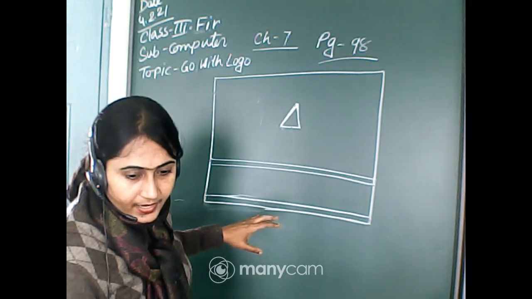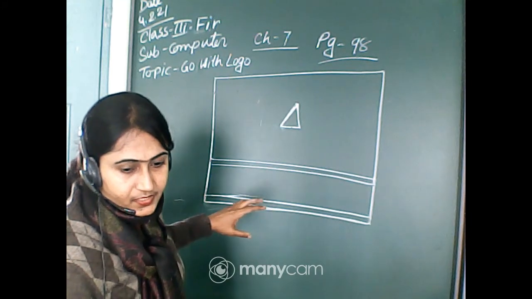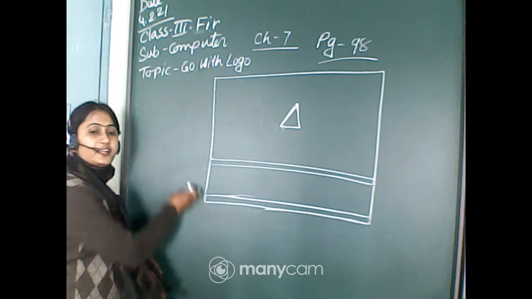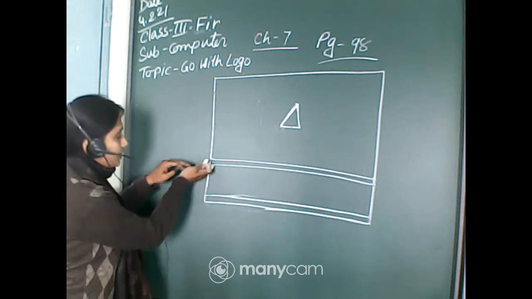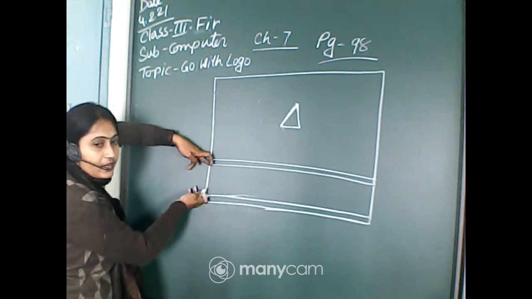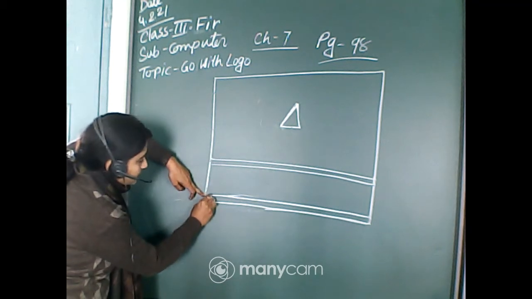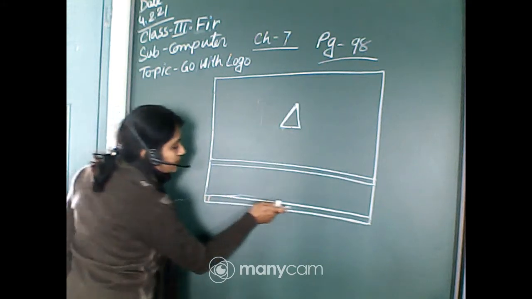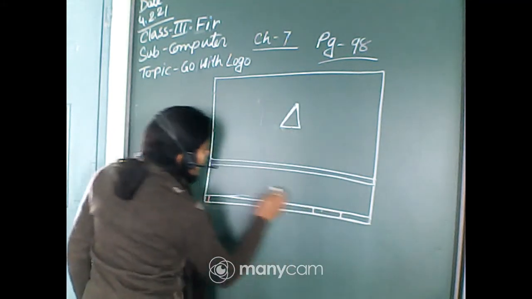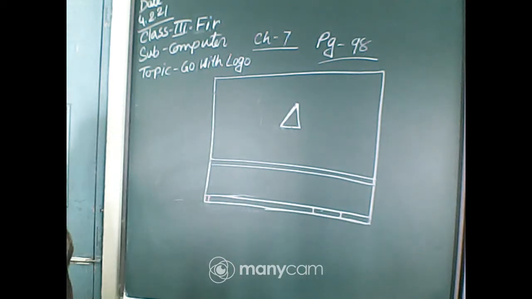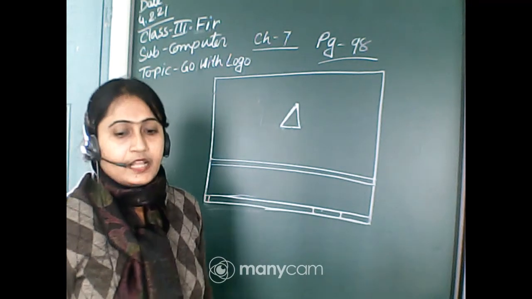The commander window is divided into two parts again. This is the recall list box and this is called the command input box.